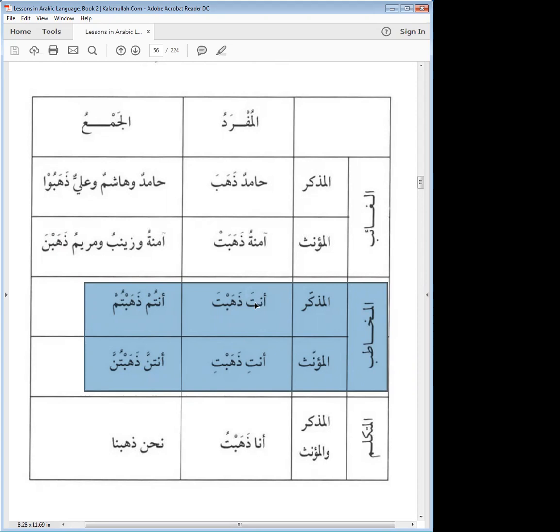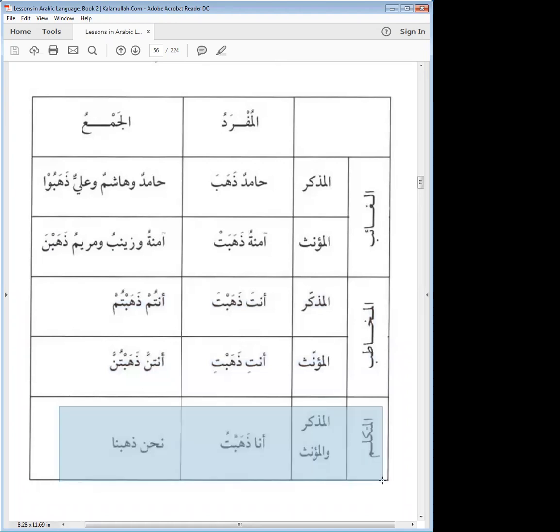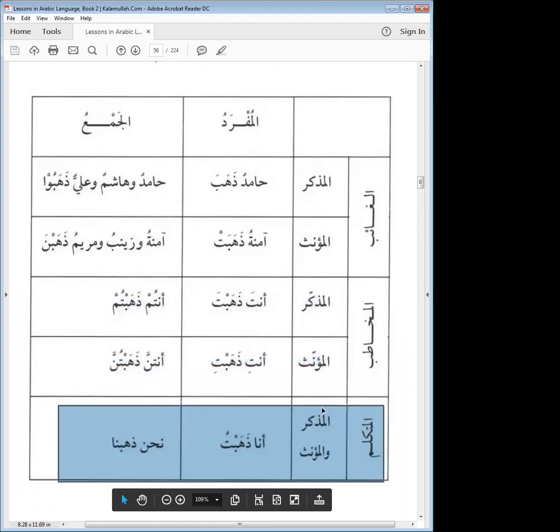Then you have feminine, al-mu'annath: anti dhahabti. Antunna dhahabtunna. It's pretty straightforward here. Then you have al-mutakallim, the first person. Masculine and feminine both use the same conjugation. So ana dhahabtu, nahnu dhahabna.